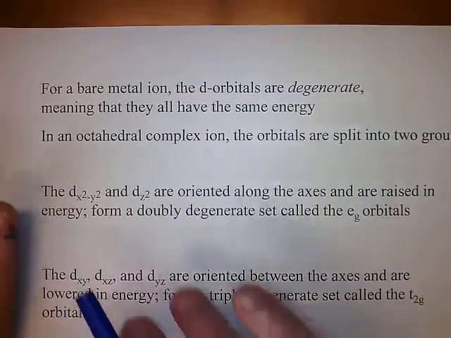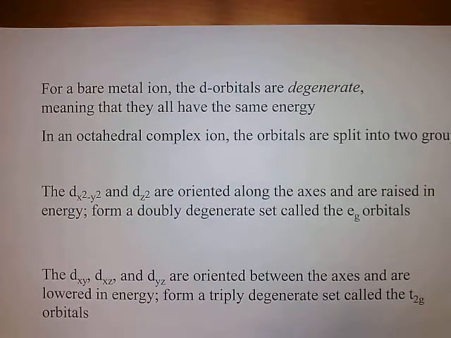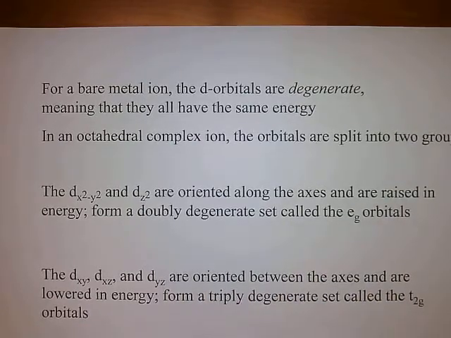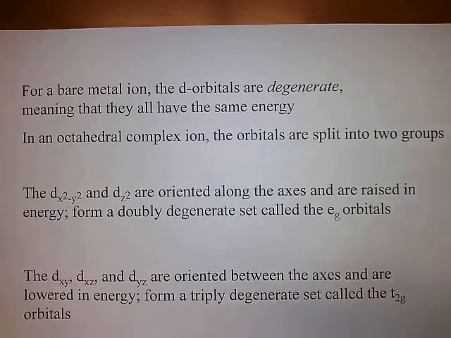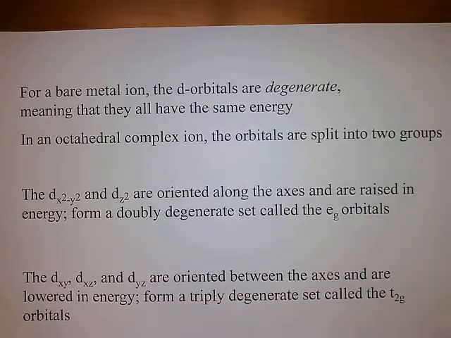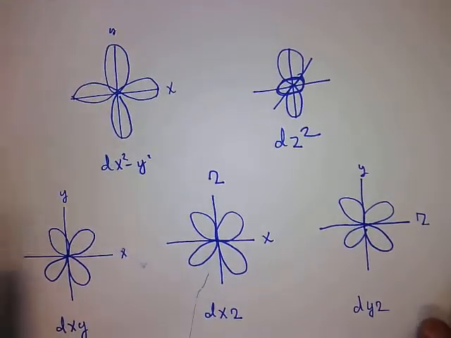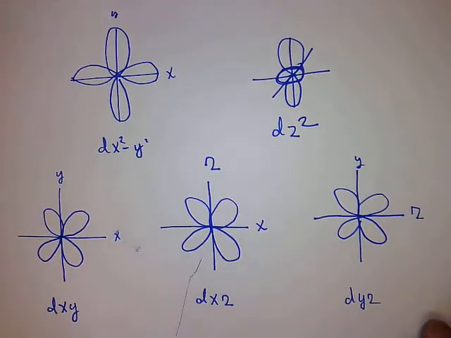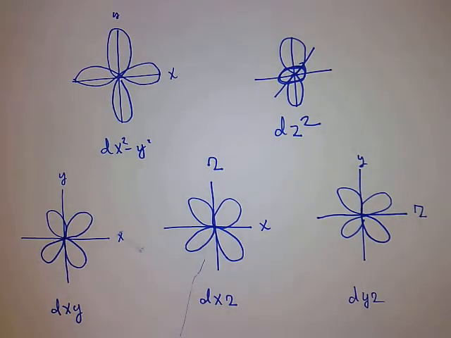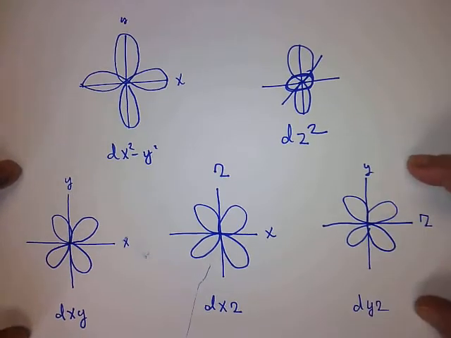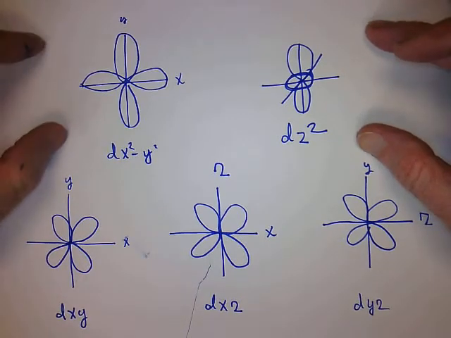For a bare metal ion, the d orbitals are said to be degenerate. What this means is that they all have the same energy. But in a complex ion, these orbitals wind up getting split up into 2 groups. So let's look at some very simple drawings of the d orbitals. The d orbitals get split into 2 groups. These 3 belong to the same group, and these 2 belong to the same group.